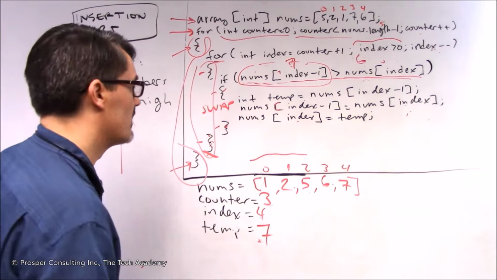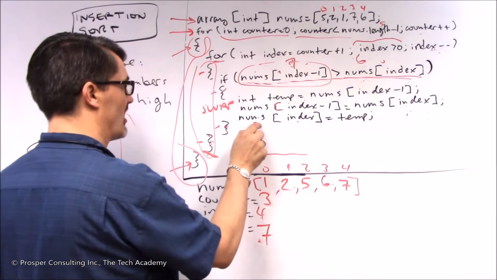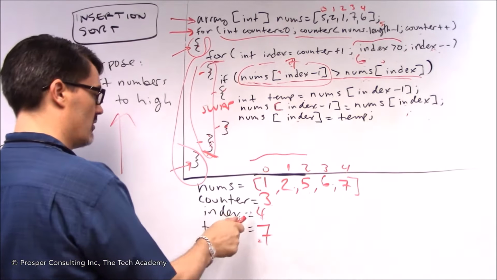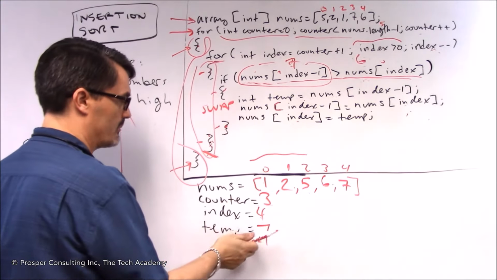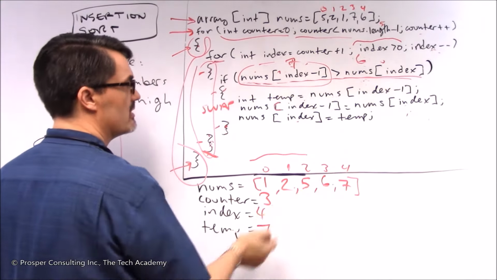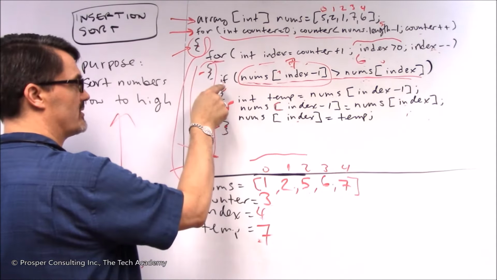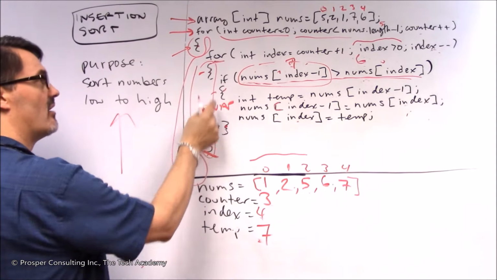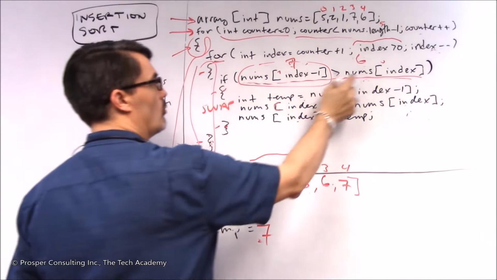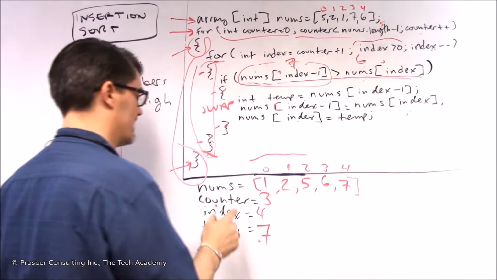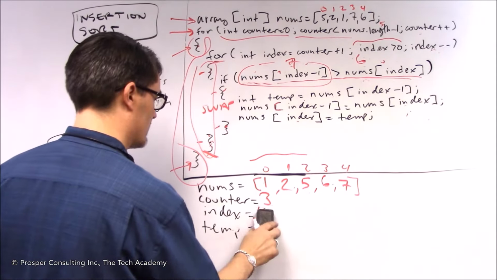So let's continue. The last thing we did was we set the element of the array at position 4 equal to the value we had in this integer variable called temp, which happened to be 7. We've done that. Now we're done executing the if statement, and that leaves us at the end of this inner loop, this for loop. So what do we do? We decrement index. Index goes from 4 to 3.